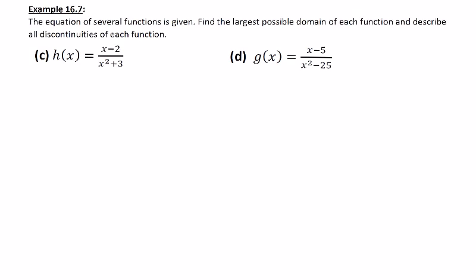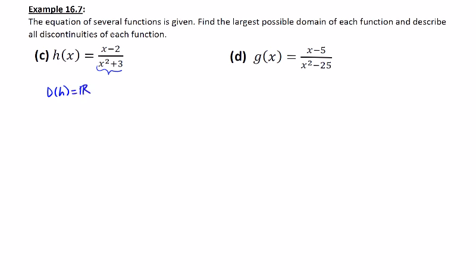Example 16.7 C and D give us a new set of equations to work with. In part C, we have h of x equals x minus 2 over x squared plus 3. If we analyze the denominator, x squared plus 3, we get no restrictions, at least no real restrictions. So the domain for h is going to be all real numbers.